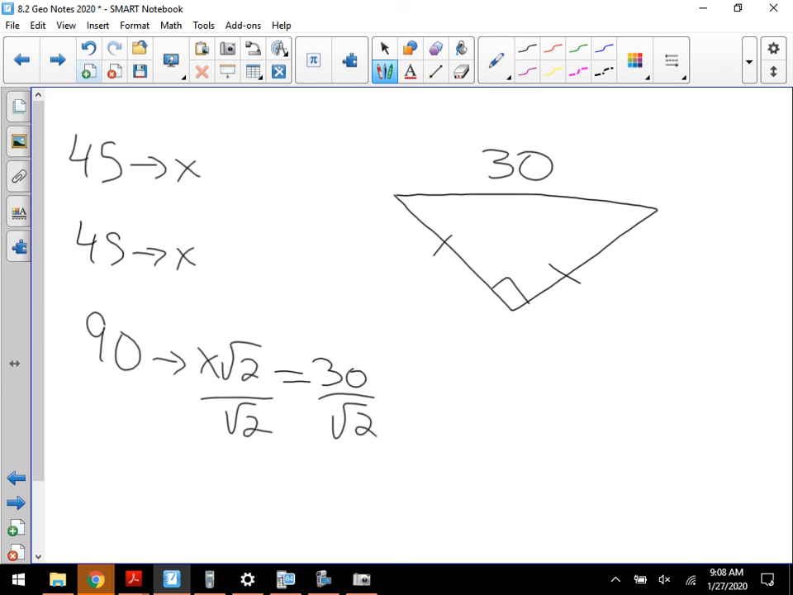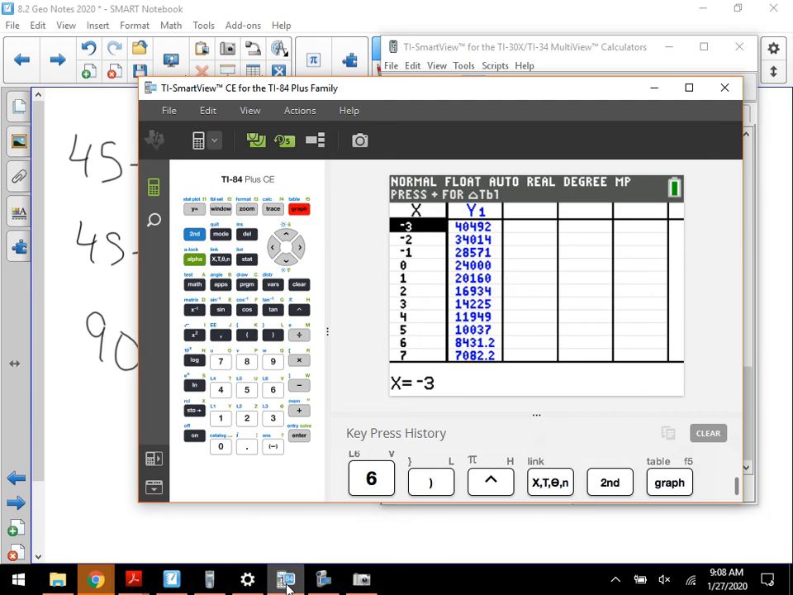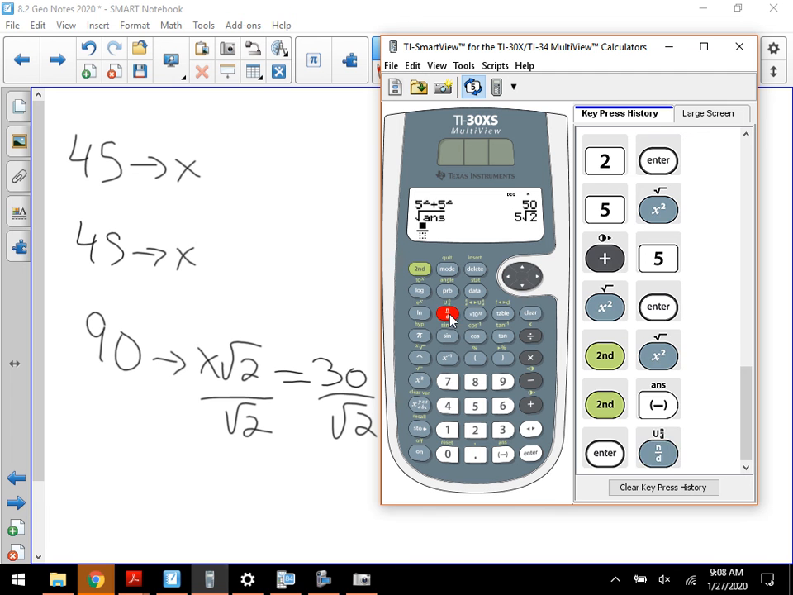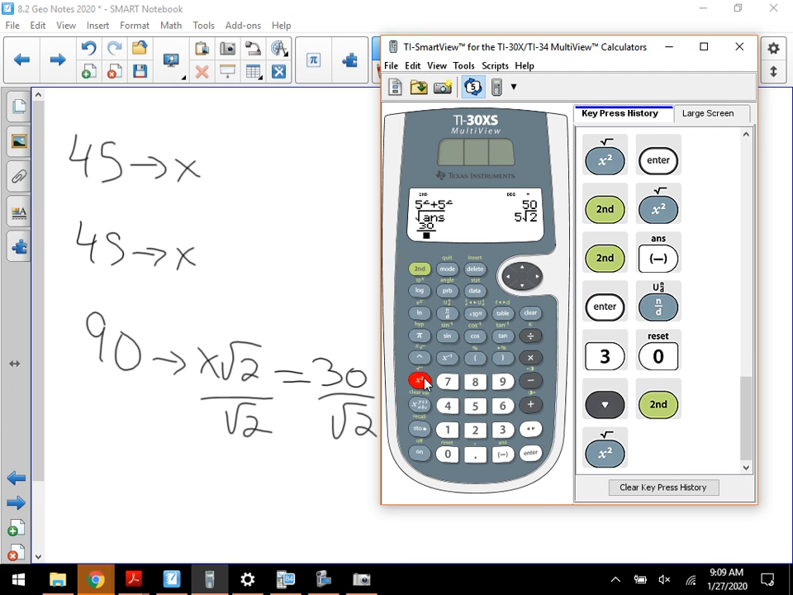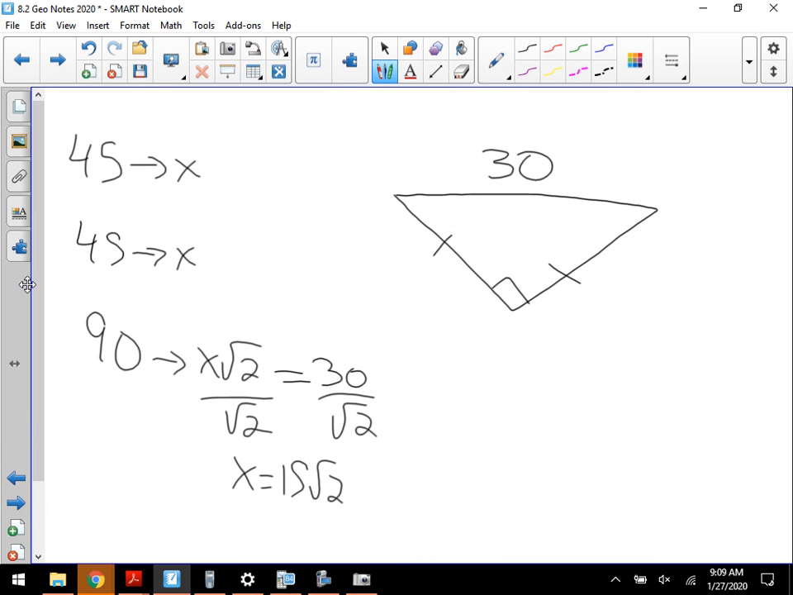Now, again, you have to use the fraction bar with these things to make this work correctly, because if you don't, it'll give you the decimal. So, fraction bar, 30 over the square root of 2, and then it'll give me my answer of 15 root 2. That means my value of x is 15 root 2. So everywhere else I see an x, what do I put? There you go.